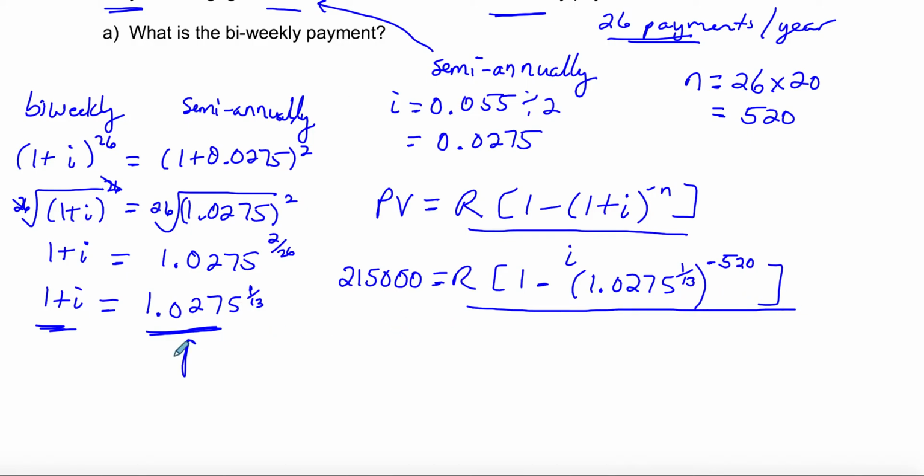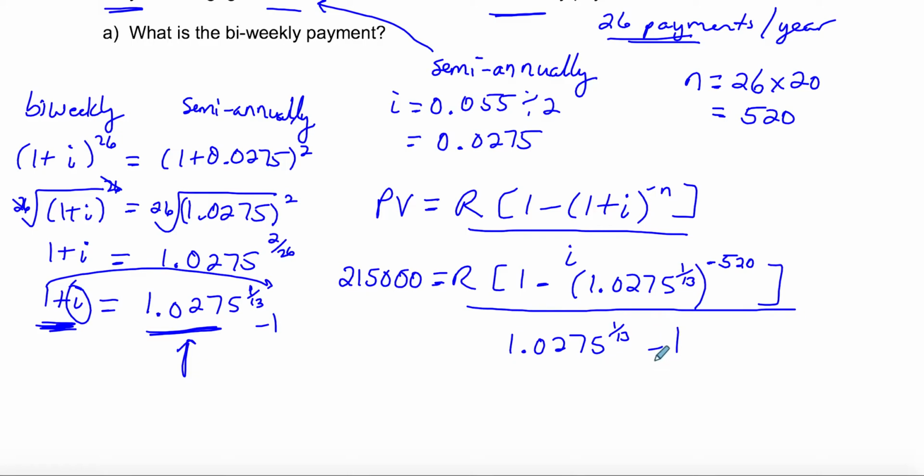Okay, there's a problem there though. This is what 1 + i is. So just i I would do the 1.0275 to the 1/13th, and I'd subtract 1 from that. Because this is 1 + i. If I just want the i, I could move the 1 to the other side, and that's what I would have for my value of i.